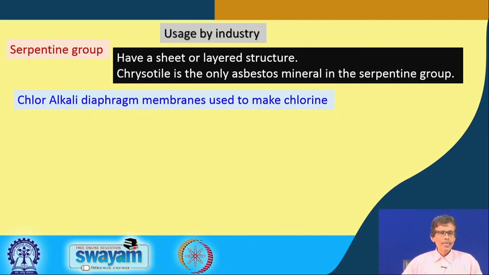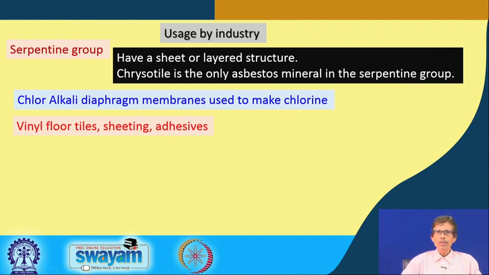So, chloralkali diaphragm membranes, where we can use it, it can have a typical use as a membrane also. The chloralkali process we have already seen earlier, in several of our previous classes. We have discussed the chloralkali process. So, the chloralkali diaphragm membrane is used for making chlorine. There we can use that particular diaphragm, and this diaphragm can be made of this asbestos material.